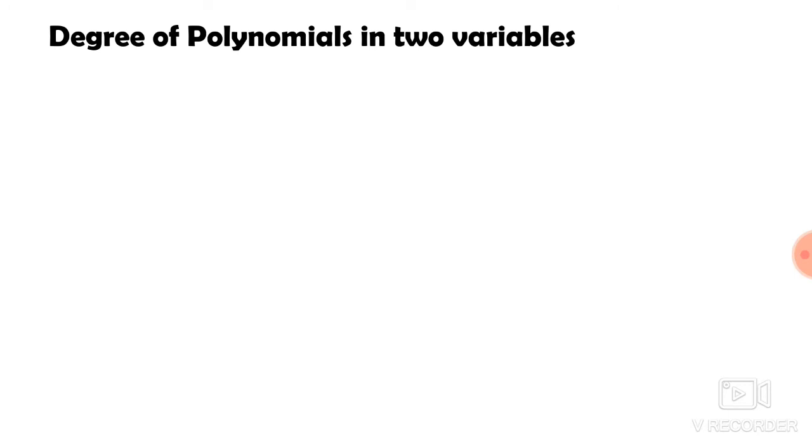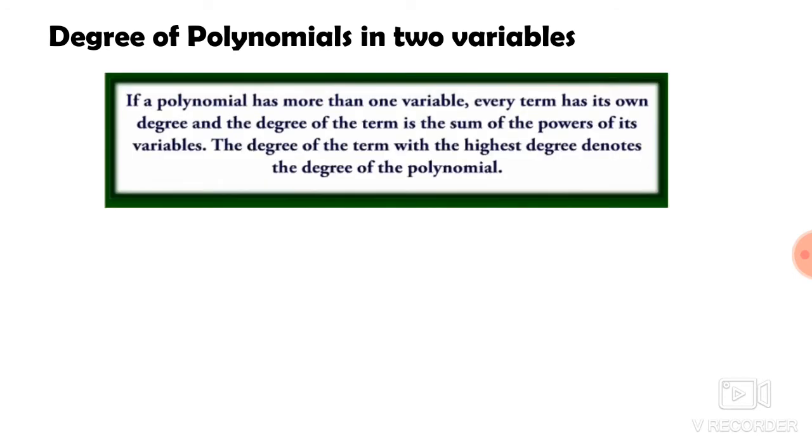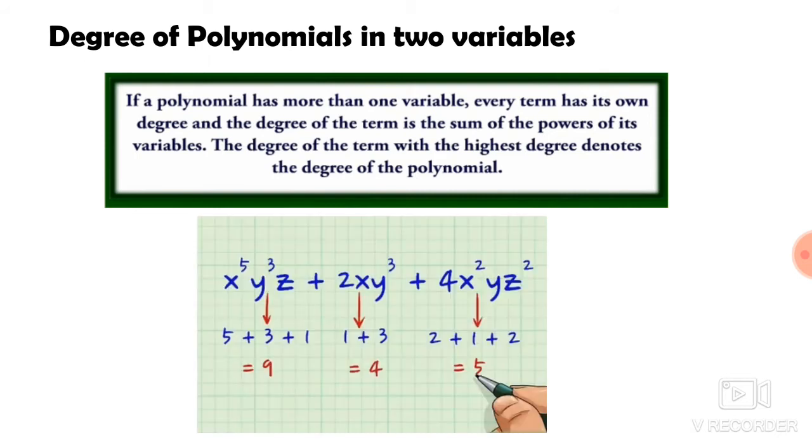Now, the degree of polynomials in two variables or more than one variable. If we have more than one variable in our expression, how will we find the degree? If a polynomial has more than one variable, every term has its own degree, and the degree of a term is the sum of the powers of its variables. The degree of the term with the highest degree denotes the degree of the polynomial. We will find the degree of each term separately, and the highest among them will be considered as the degree of the polynomial. Here is an example.